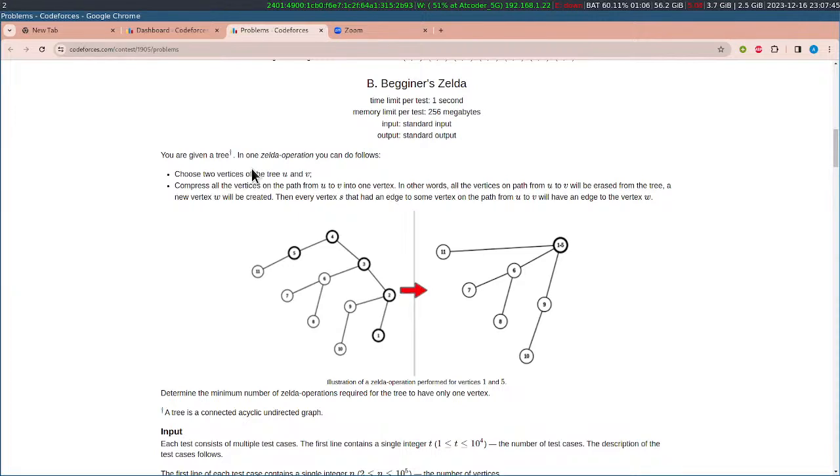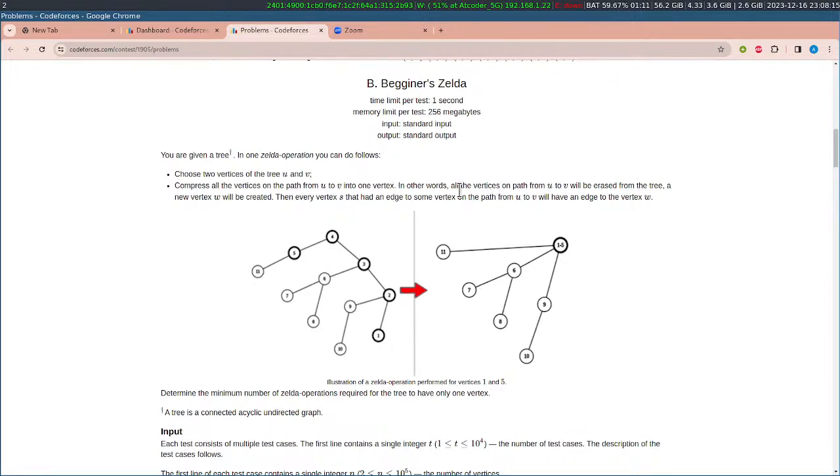Okay, the next problem looks like a graph problem. It says you are given a tree, and then there is a definition of tree as well, a connected acyclic directed graph. And we can perform some types of operations, and in one operation we choose two vertices u and v, and then we compress all the vertices on the path from u to v into one vertex.